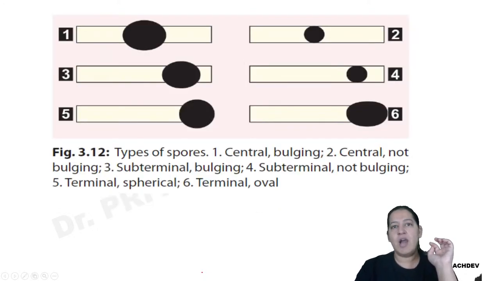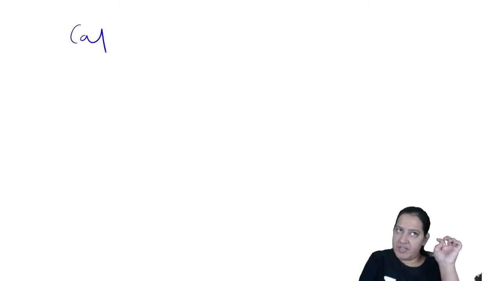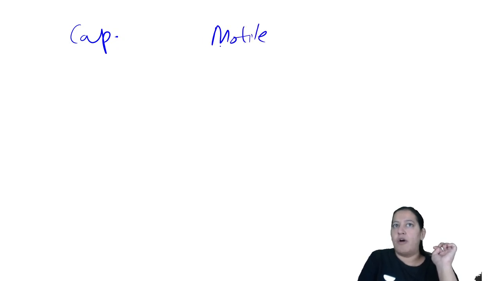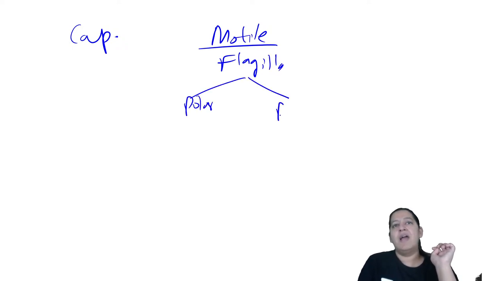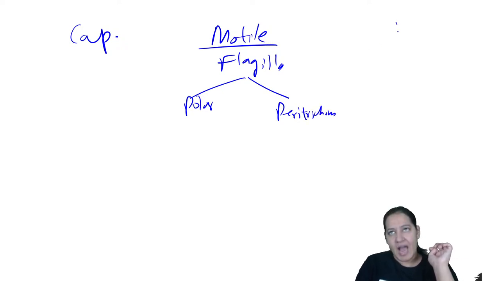So, till now, what I have told you, let me summarize. I have told you a mnemonic for capsulated bacteria. I have told you the mnemonic for motile or flagellated bacteria, the two types: polar flagella and peritrichous flagella. And I have told you the mnemonic for spore forming bacteria.